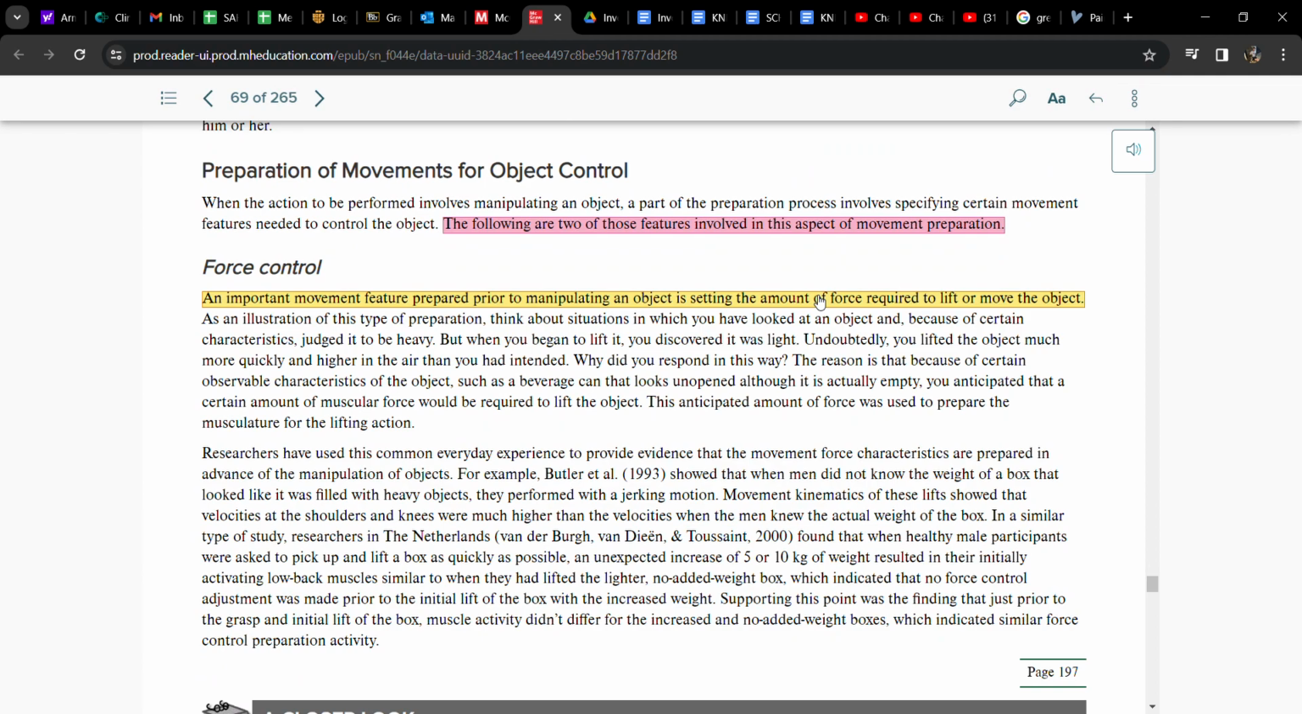So, the preparation of movements for object control involves two features that help you with movement preparation. The first is force control. An important movement feature prepared prior to manipulating an object is setting the amount of force required to lift or move the object. Right?